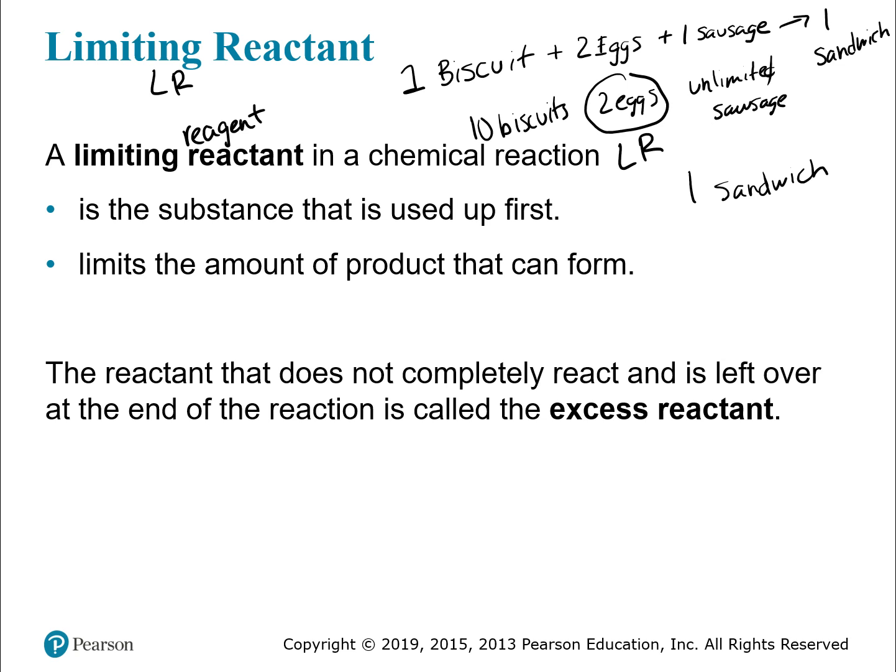Since there's only 2 eggs, we can only make one sandwich, even though we've got all these biscuits and unlimited sausage. Wouldn't that be a dream? Unlimited sausage? You know what I could do with that? Anyway, the reactant that doesn't completely react and is left over is called the excess reactant. So in this case, we've got biscuits galore and we got all the sausage in the world. Those are excess.